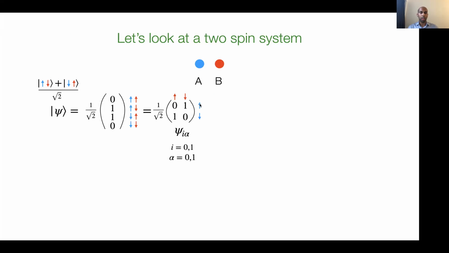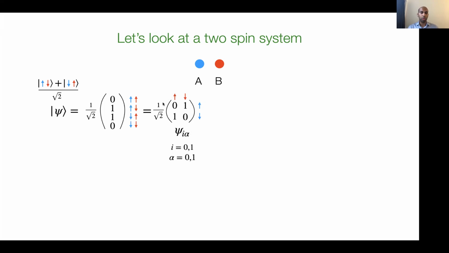The columns indicate the B subsystem and the rows indicate the A subsystem. So this matrix has two indices, i and alpha. Throughout this talk, I will use Latin indices to denote the A subsystem and Greek indices to denote the B subsystem. So here i goes from 0 to 1 and alpha goes from 0 to 1.